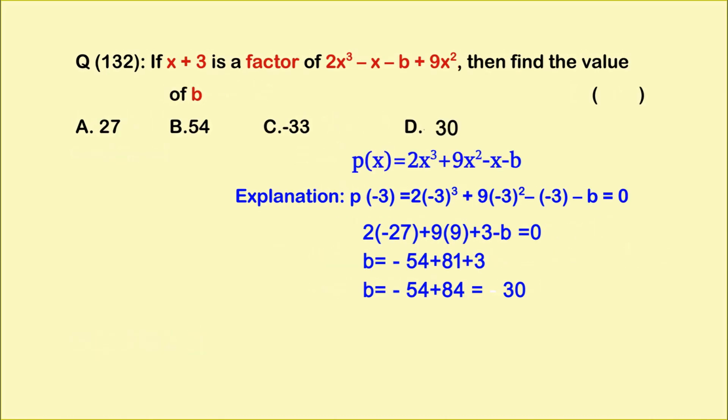Question number 132. If x plus 3 is a factor of 2x cube minus x minus b plus 9x square, then find the value of b. If you take p of x as 2x cube plus 9x square minus x minus b, we substitute p of minus 3, we will get 2 into minus 3 whole cube plus 9 into minus 3 whole square minus of minus 3 minus b is equal to 0. So after simplification, the value of b is 30. So D is the right answer.